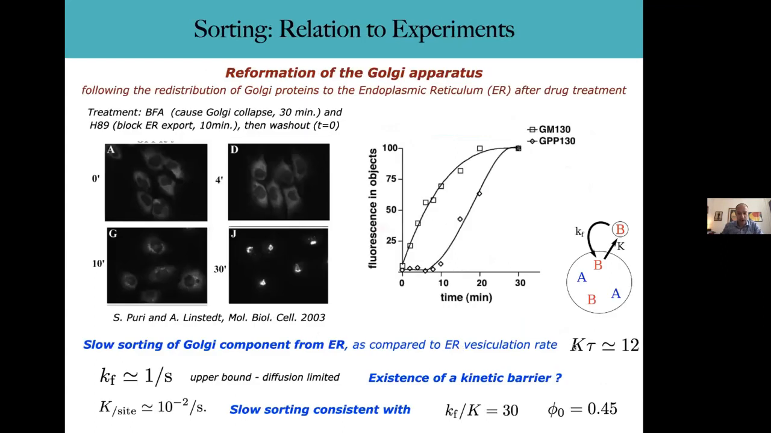Basically, the Golgi reformation time is about 1 order of magnitude larger than it would be if there was no fusion back between the Golgi and the ER. So using this model, what we say is that this kinetics is consistent with the fact that Golgi reformation after drug treatment is slowed down by the fact that Golgi fuses back with the ER as it is exported.